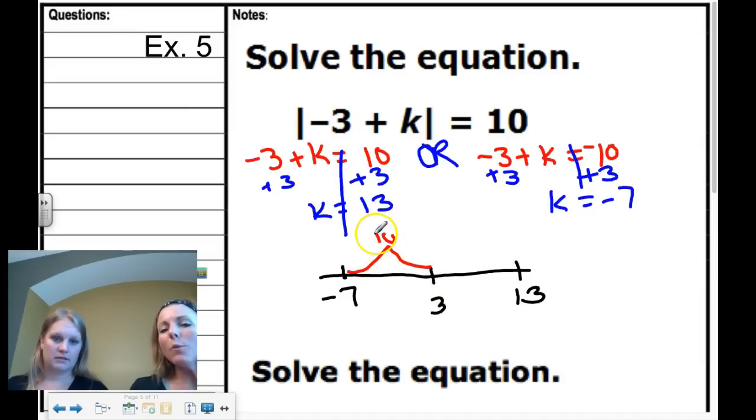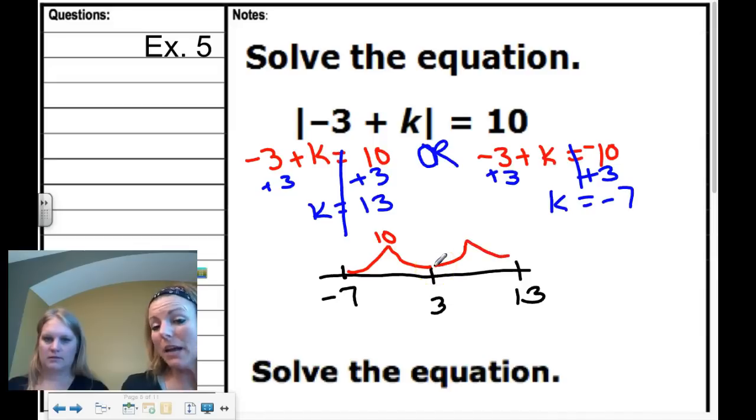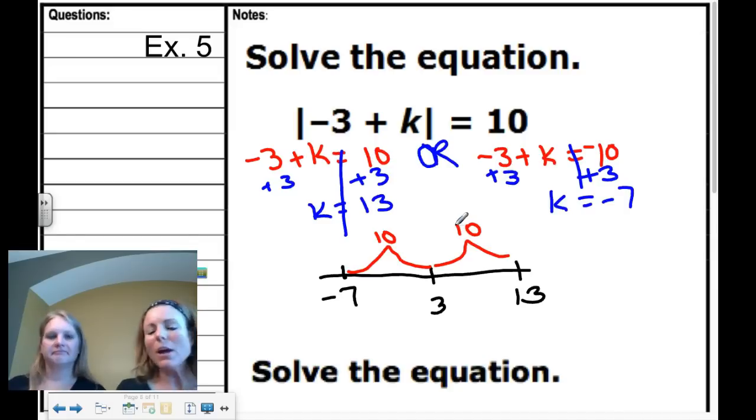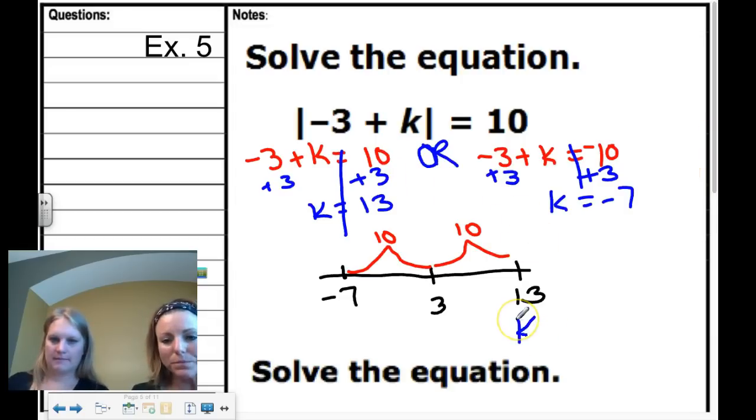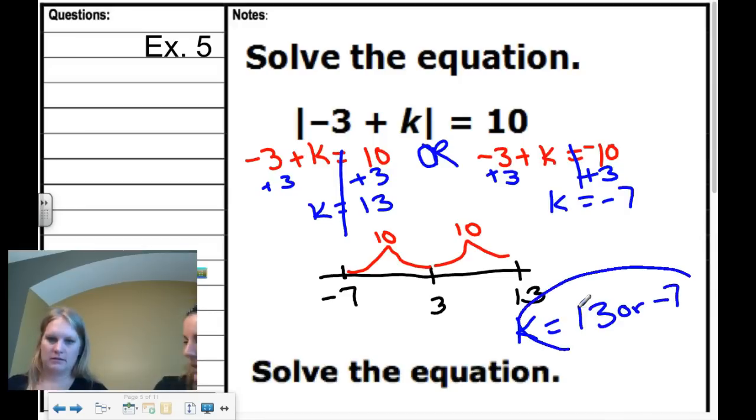So that's why we used the 10 and the negative 10 above, because it's basically saying negative 7 is 10 units to the left of 3, and 13 is 10 units to the right of 3. I always like to draw that picture and it helps. You don't have to do that. Why don't we circle the final answer so they know. It's really going to be k equals 13 or negative 7. That is the final answer.